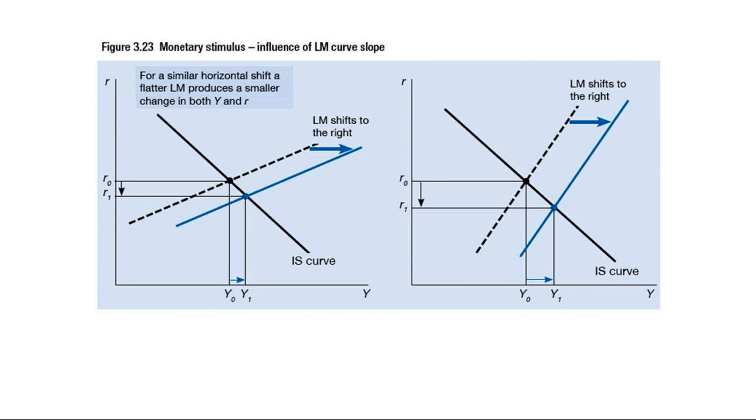In figure 3.23, you get the idea that if the LM curve is relatively flat, it implies a certain change in interest rates and incomes that differs from a steep LM curve that has a different kind of change of both interest rates and income. You can see in this case, if the LM is flat, there's a small change in interest rates and a small change in incomes. Where if the LM curve is slightly steeper, you'll have a bigger change in interest rates and incomes.